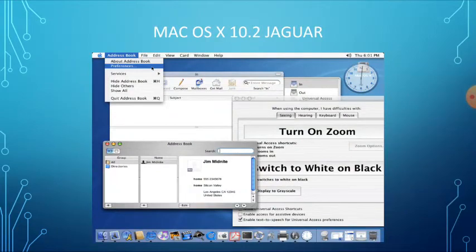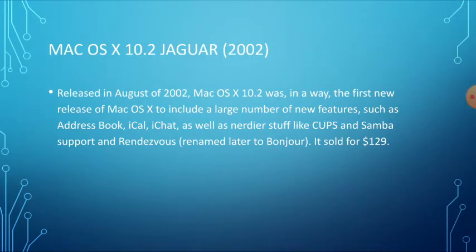So next is Mac OS X 10.2 Jaguar. It was released in August of 2002. Mac OS X 10.2 was in a way the first new release of Mac OS X to include a large number of new features, such as Address Book, iCal, iChat, as well as nerdier stuff like CUPS and Samba support and Rendezvous, renamed later to Bonjour. It sold for $129.